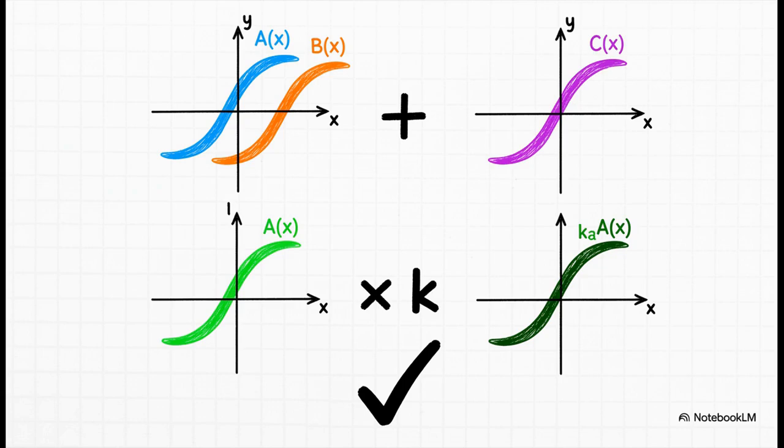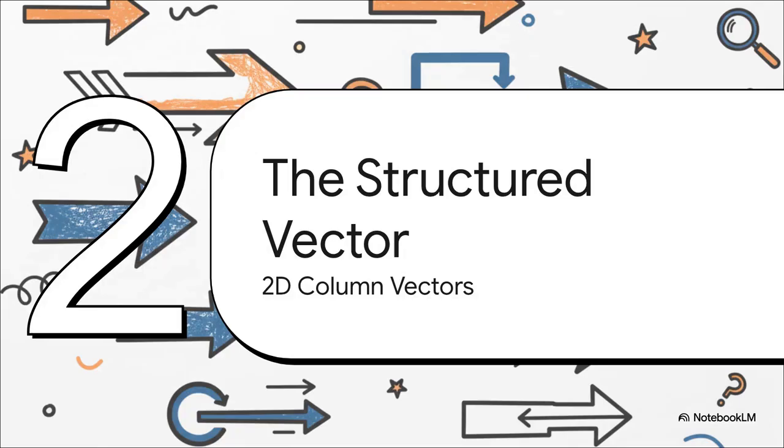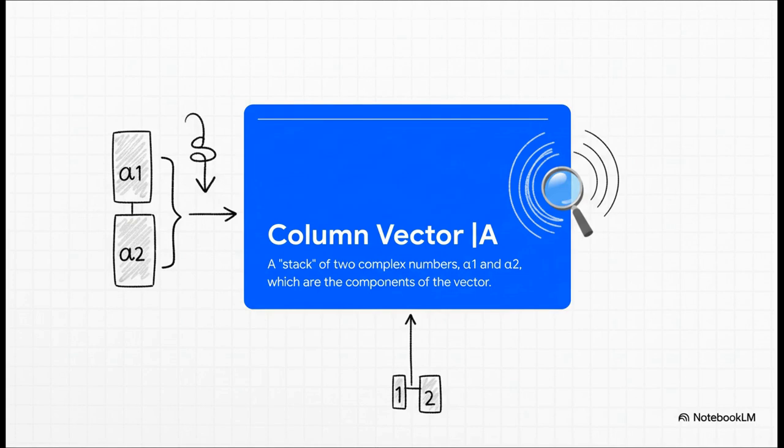How cool is that? All right, I know that was a little bit out there, so let's bring it back to something a bit more concrete that you can really picture. Let's talk about column vectors. This might look a little more familiar, and it's the perfect way to see our rules in action. A two-dimensional column vector is really just a list, a stack, if you will, of two numbers. In this case, they're two complex numbers we're calling alpha 1 and alpha 2. And those numbers? They're just the components of the vector. That's it. Just an ordered pair of numbers written one on top of the other.